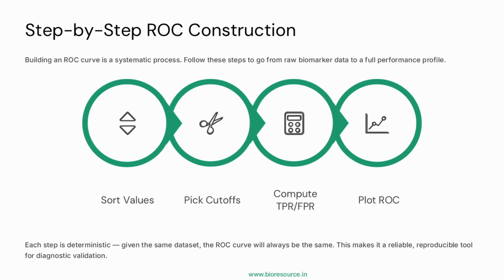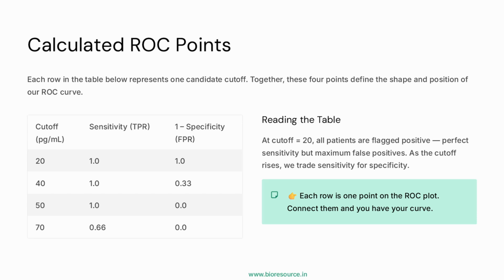Now examine the computed values. Here, each row represents a threshold specific operating point. At low thresholds, we have high true positive rate and high false positive rate. At high thresholds, we have low false positive rate and a potential reduction in true positive rate. These points define the ROC trajectory. Connecting these points yields the ROC curve.